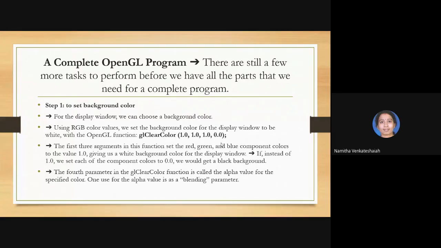Next, we have a few more functions. One is I have to set the background color. How do you set the background color? Using RGB components. For that we have GL functions. Here you have the GL clear color function. Using the GL clear color function, you can give 1 unit of red, 1 unit of green, 1 unit of blue. And the fourth parameter is called alpha, which we will learn in future. It will be used for blending purposes. For now, you just remember RGB.